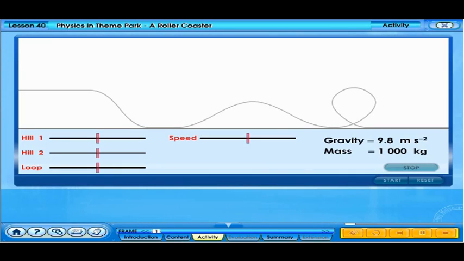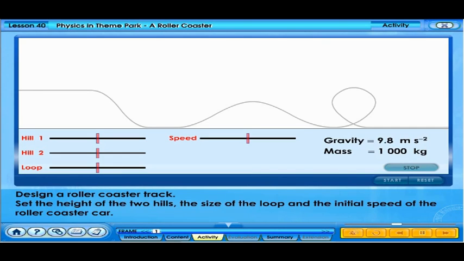In this activity, your mission is to design a roller coaster track. Your roller coaster is expected to achieve maximum thrills without crashing or flying off the track. To begin, set the height for the two hills, the size of the loop, and the initial speed of the roller coaster car. The mass of the roller coaster car is 1,000 kilograms. Click on the Start button to see how the design works.